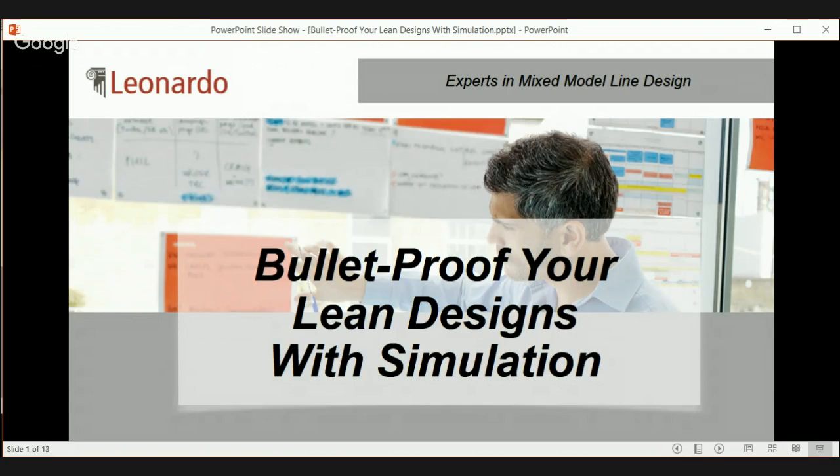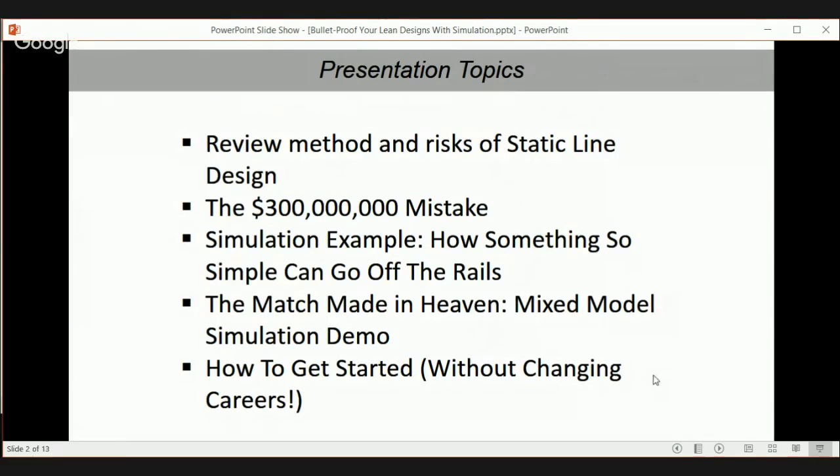Now, the challenge, though, is the lean design tools that we have in our toolkit, the static line design tools, are great. They're going to get you close, but they're not going to get you all the way, because the static tools will not help you understand the impact of things like variability. And this is, again, incredibly important in a mixed model line. So we're going to go through some examples and share with you how we might address this gap, let's say, in our line design methodology. So review method and risks of static. Static means spreadsheet based, with calculations and formulas and standard times and takt time, all those things, but still not really being tested in a live kind of environment.